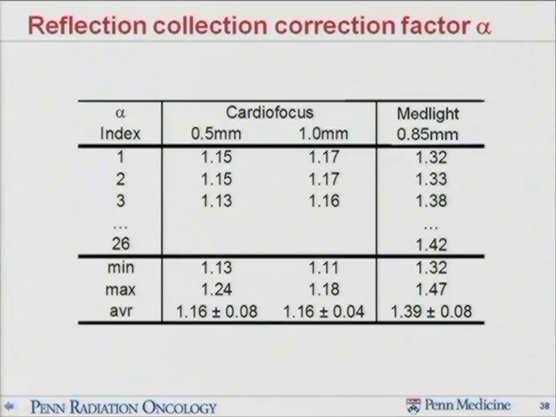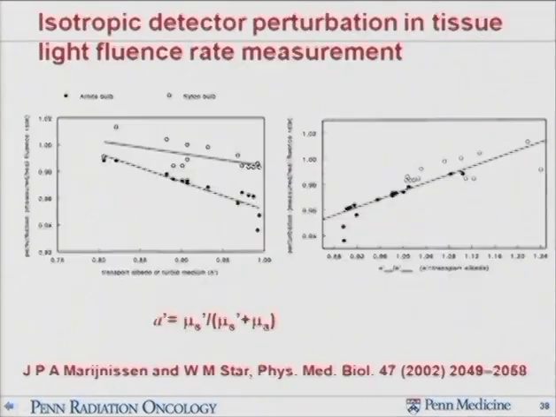The 1 mm detector from Cardiofocus is giving the smallest correction, but it still is about a 16% correction. So there's 16% light not getting into the isotropic detector. And if you take the average, actually these two are about the same. And the Medlight detectors, which is probably the only isotropic detector existing on the market, give about 40% correction. So one has to take that into account, even in the in-air measurement.